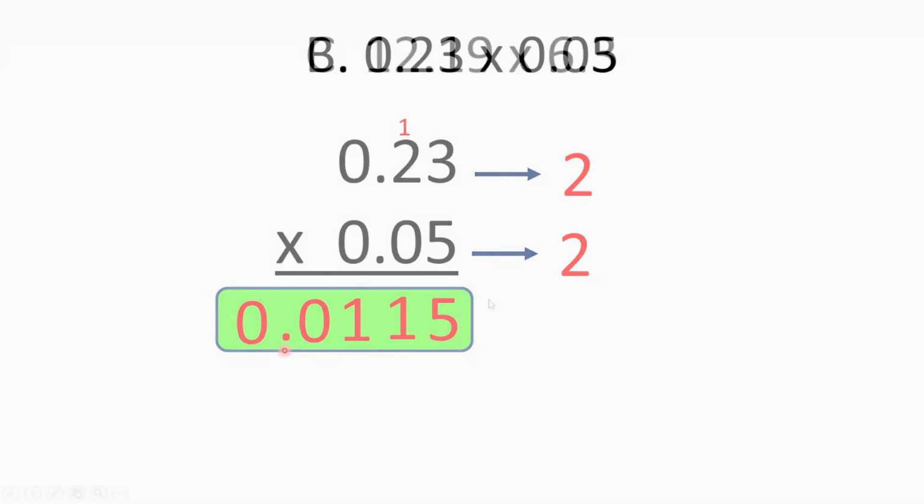10,000ths. This time, we're going to multiply mixed decimals. Ano nga ba yung mixed decimals? Pag sinabing mixed decimals, ito yung decimal number na may whole number. This time, we're going to multiply mixed decimals by another mixed decimals.